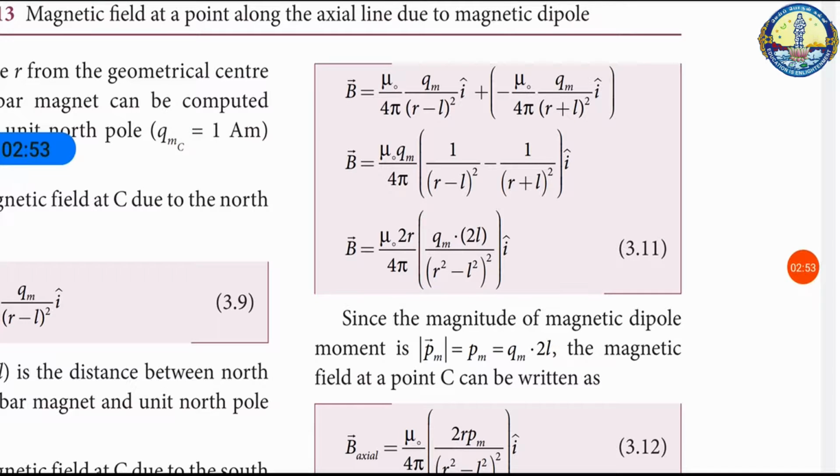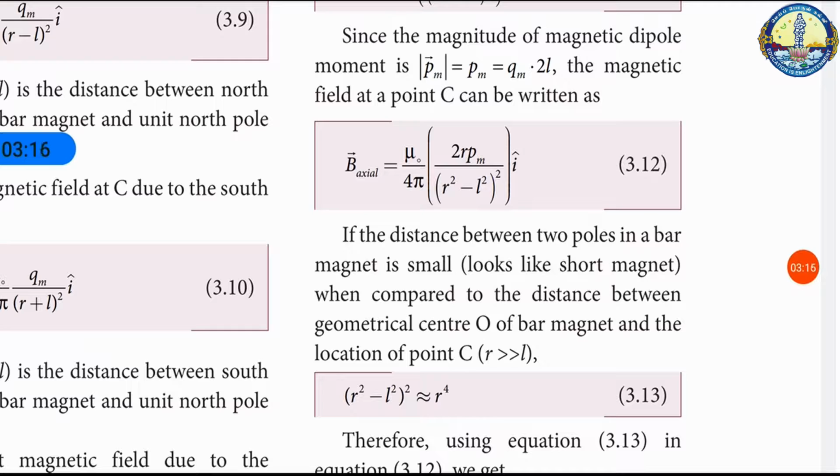Now substitute the values of Bn and Bs in this equation. You will get B vector equal to mu naught divided by 4 pi into Qm into 2L into 2r divided by (r square minus L square) whole square, in the i direction. Since the magnitude of the magnetic dipole moment is p equal to pm equal to Qm into 2L, the magnetic field at point C can be written as B axial equal to mu naught divided by 4 pi into 2 r pm divided by (r square minus L square) whole square, in the i direction.